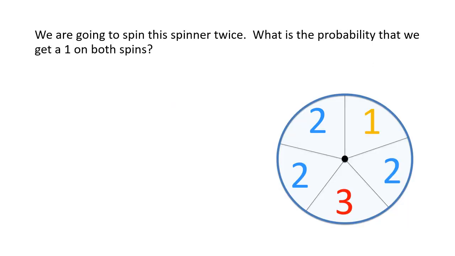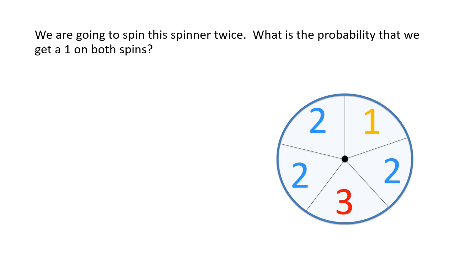Now, I want to look at this spinner that's got 5 outcomes, and we want to find the probability that we get a 1 on both spins. So we're going to go through this problem twice, and I'm going to go through it one time showing a really common mistake that we could make with this problem, and that we need to really watch to see that students don't make this mistake, or that if they do, we're ready to explain to them why that doesn't work.